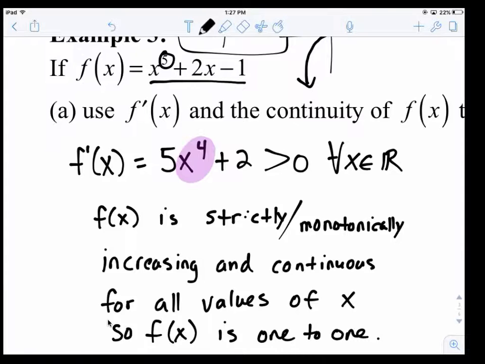That would tell me that the original function is not strictly increasing or decreasing. So it would probably go from decreasing to increasing. So f of x is not 1 to 1, and I can't find its inverse.